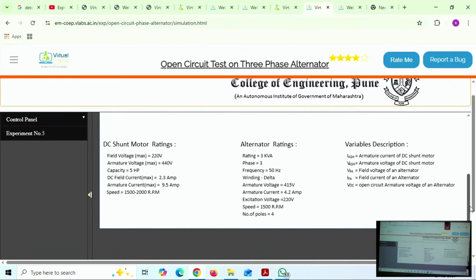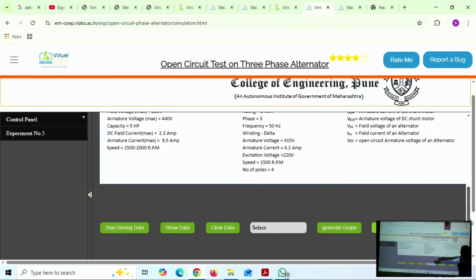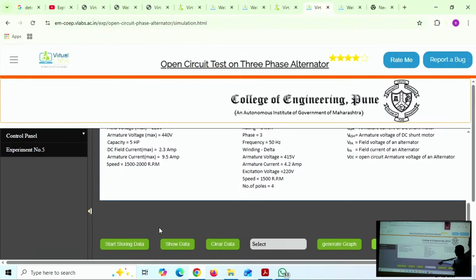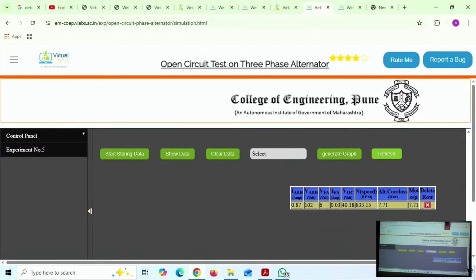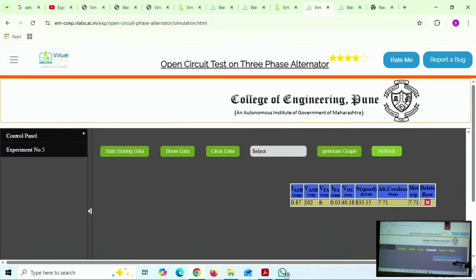Yes. Now start storing data for each reading. Okay, so this shows the data. Further, the tabular column now gives what readings students take.